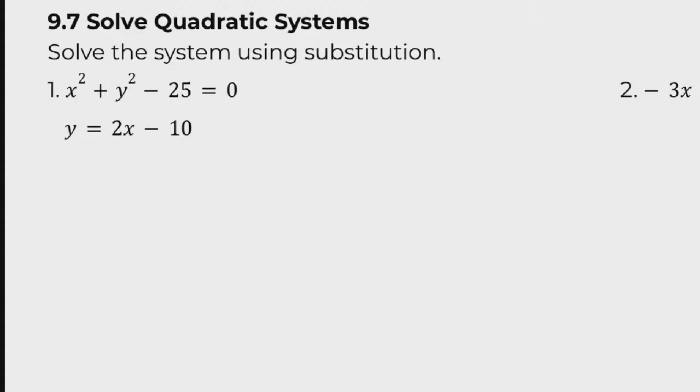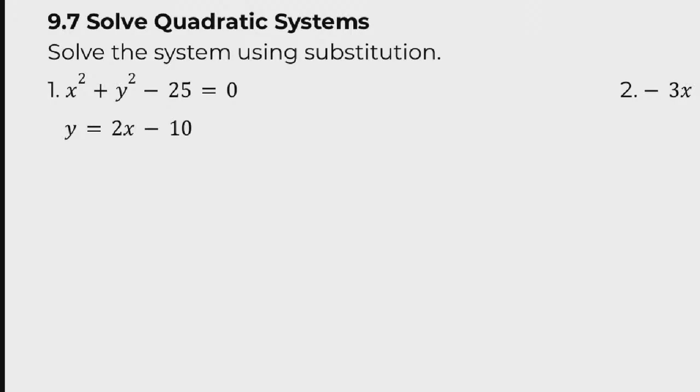Hello, today I'll be going over 9.7, which is solve quadratic systems. There's two different ways to solve these. You can either solve by substitution or elimination, and you'll either have no solutions, which means the graphs won't cross each other; one solution, which means the graphs will intersect at one point; or two solutions, which means the graphs will intersect at 2 points.